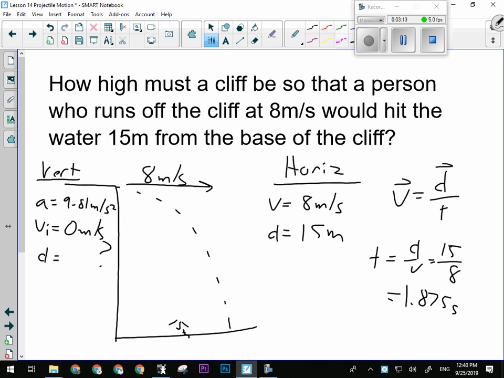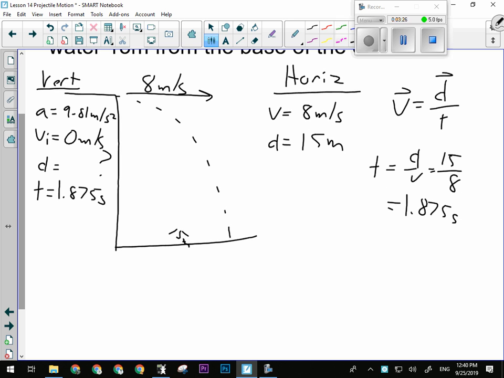The whole time they're traveling horizontally, they're also falling. So that time can come over here. It's the one variable that applies to both. Now that I have time, do I have enough information vertically to solve for d? Yeah. And I can use this formula here: d equals vi times t plus 1/2 at squared. I can simplify it because vi is 0. I just have to go 1/2 at squared, and I'll have the distance traveled.